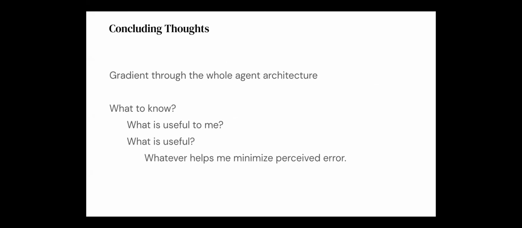So, concluding thoughts: taking the gradient through the whole architecture is the inspiration for this work. What should an agent know about? An agent should know about whatever is useful for it in solving a task. And what is useful to an agent? What helps the agent minimize its perceived error?